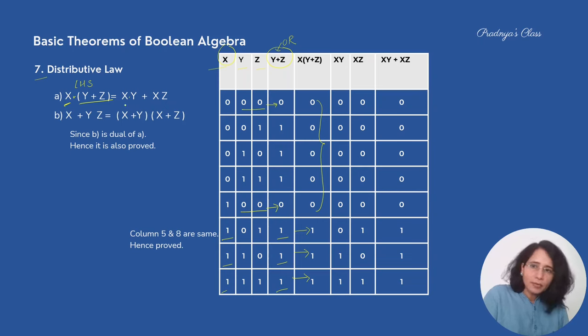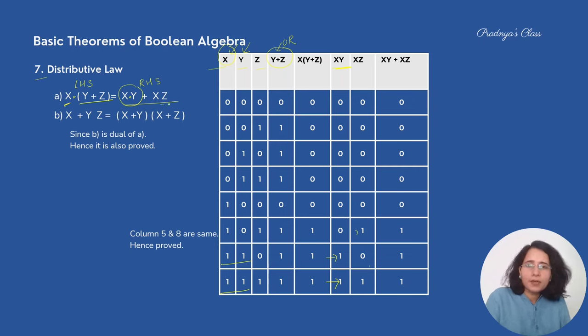Now, let's evaluate the right hand side. For the right hand side, first we have to evaluate x dot y, that is AND operation between x and y. So, let's look at these two columns x and y. If we see, only here we are getting both the inputs as 1, that's why we are getting output as 1. For other combinations, we are getting 0 because there is a 0.